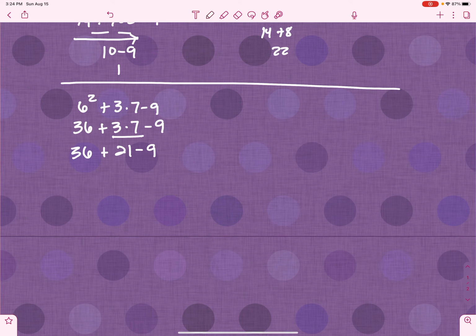And now I can combine them. I've got 36 plus 21, and that's going to give me 57. So 57 minus 9 is going to give me 48.